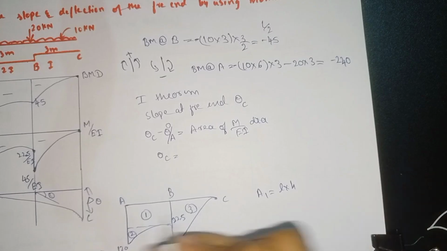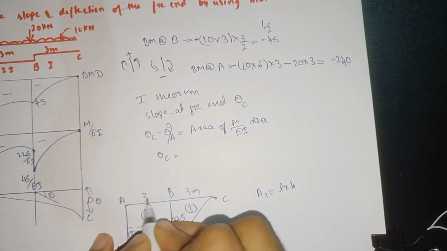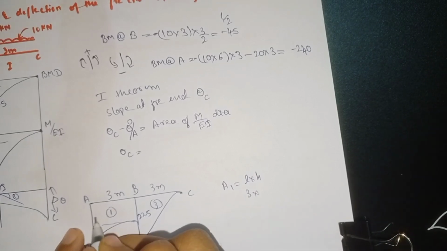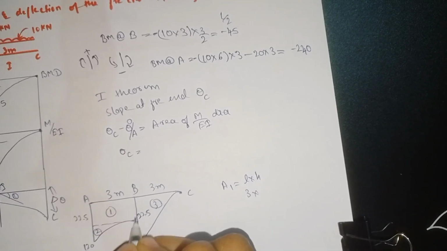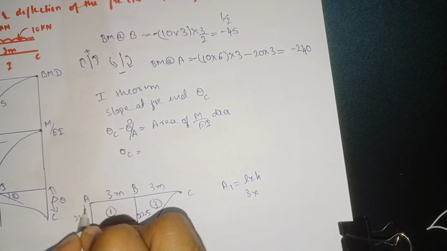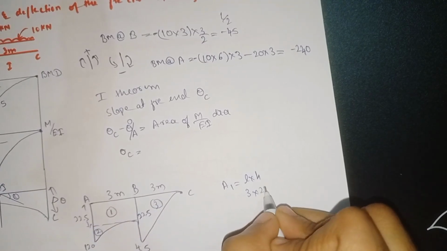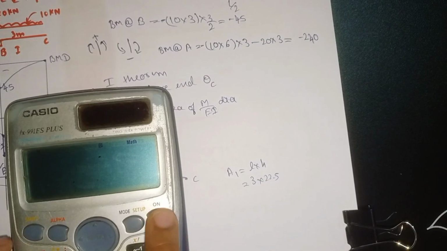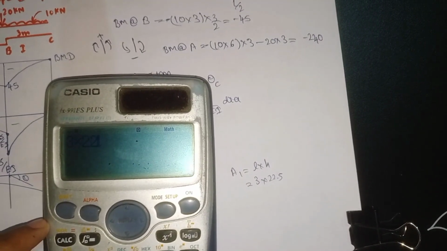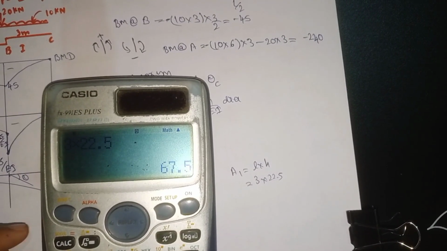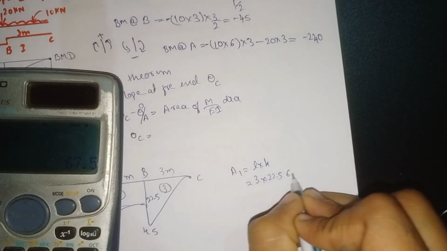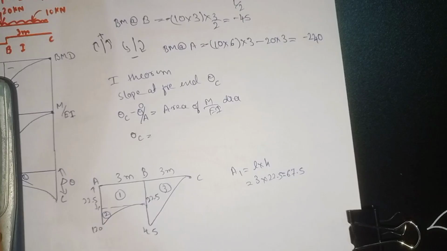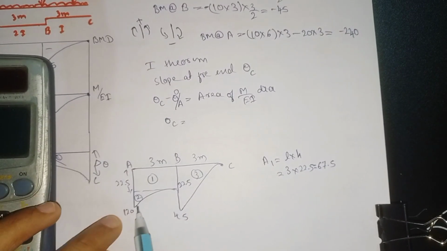Here the length is 3 meter, here also 3 meter. Length is 3 meter into height of this is 22.5. From here to here 22.5. So if we do this, the value will come 3 into 22.5, 67.5. And similarly for the area of this section, this is a parabola.